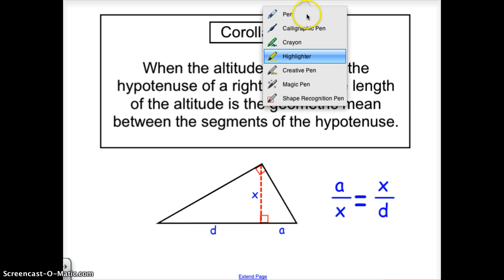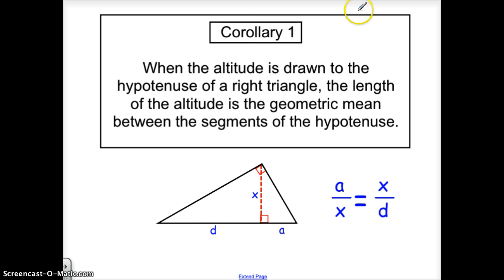Using that same idea, we can now take corollary 1, which says when the altitude is drawn to the hypotenuse of a right triangle, the length of the altitude is the geometric mean between the segments of the hypotenuse. Therefore, if we know the altitude, then we can take D and A, make them our two extremes, and then set them up where they're proportional to each other, x being the geometric mean.